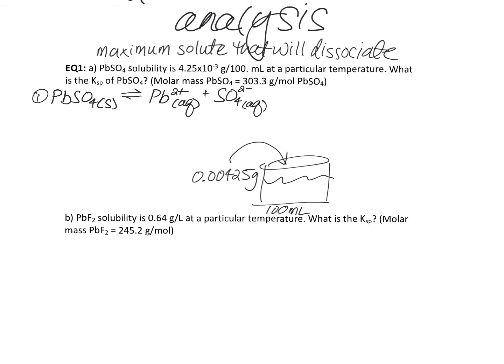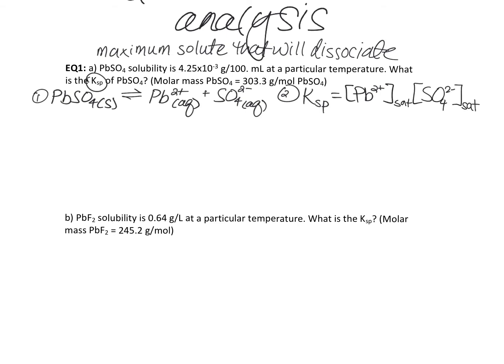Great. Second thing we want to do, since we want to solve for the Ksp, is write the Ksp expression. So the ion product constant expression is going to be equal to products over reactants. So that would just end up being concentration of lead, and that's at saturation, times the concentration of sulfate, also at saturation.